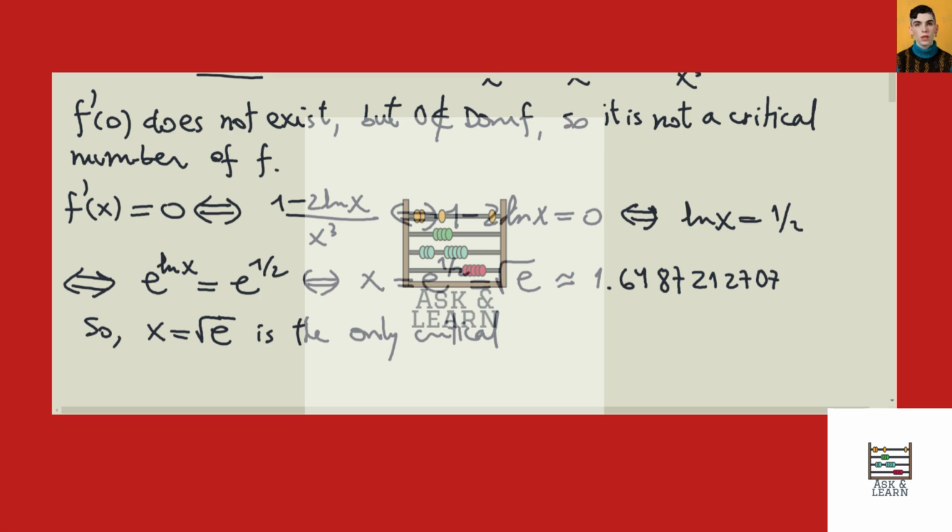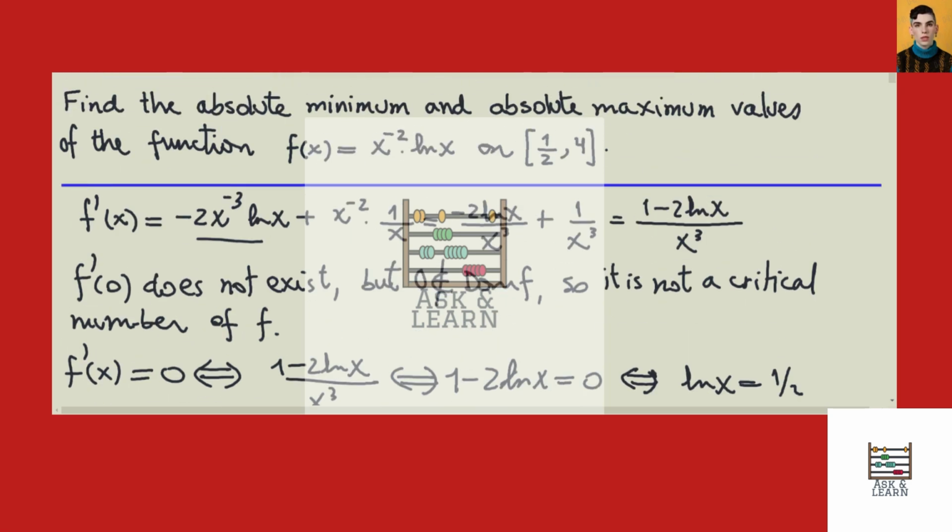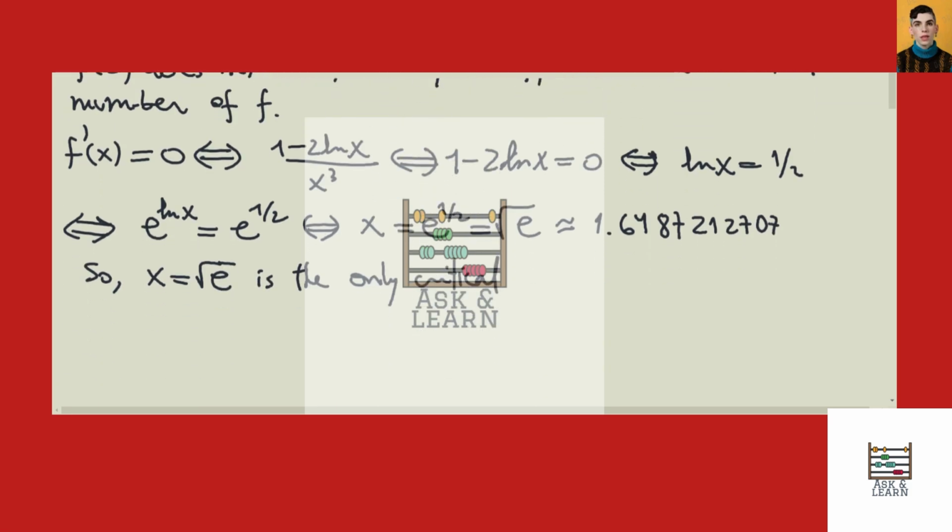Let's see, in fact, that this number is in the interval 1/2 to 4, because 1/2 is 0.5, so between 0.5 and 4 is the number 1.6487. So it's the only critical number of f in the interval 1/2 to 4. In fact, it's the only critical number of the function in its extended domain, which is the positive numbers.